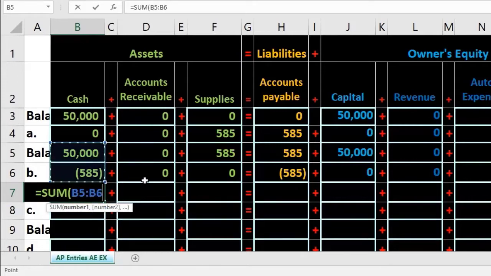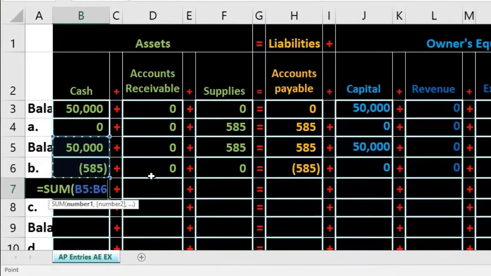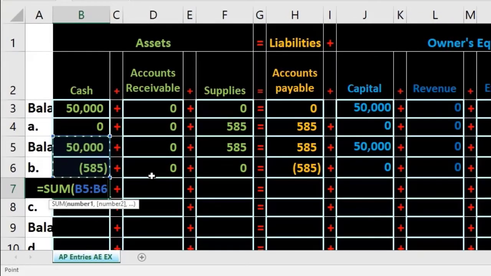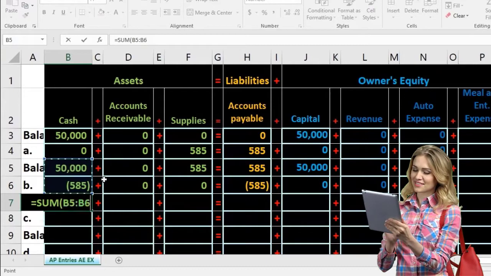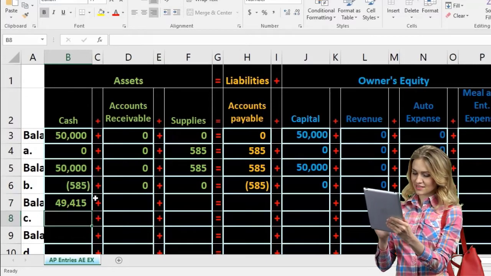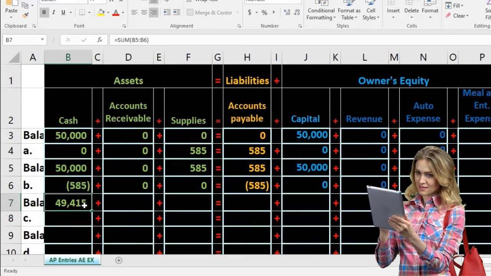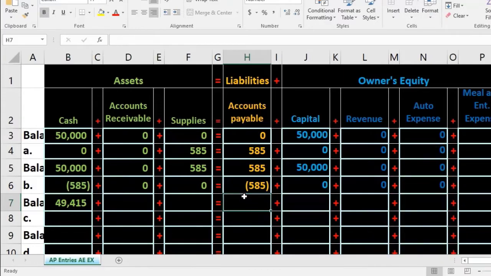Now, although we're using a sum function indicating addition, we will be seeing subtraction happening due to the fact that this second number is a negative number. Excel seeing a positive number plus a negative number results in a subtraction problem. So that's what we hoped to see, that we wanted to see go down because we paid cash.